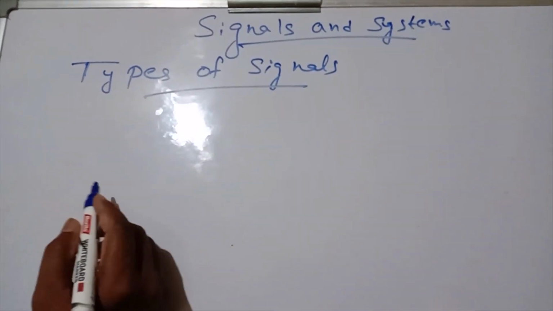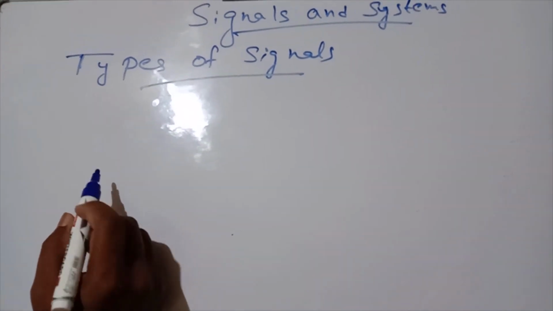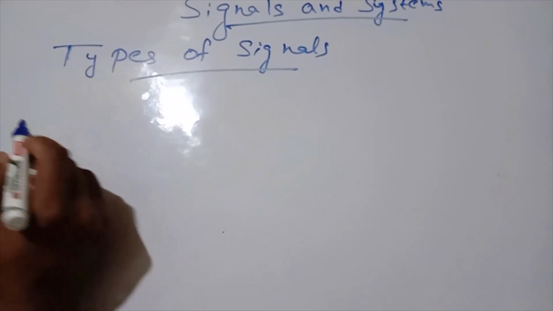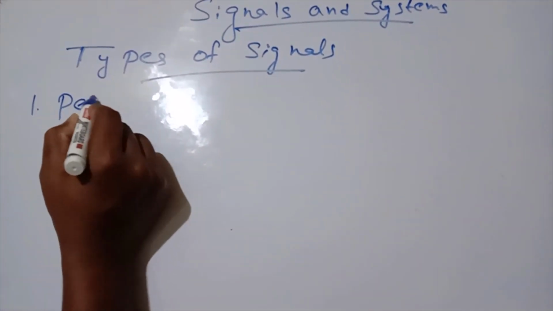Vipin. Today we are going to discuss an important topic in signals and systems, that is types of signals or classification of signals. The first classification is the periodic signal.